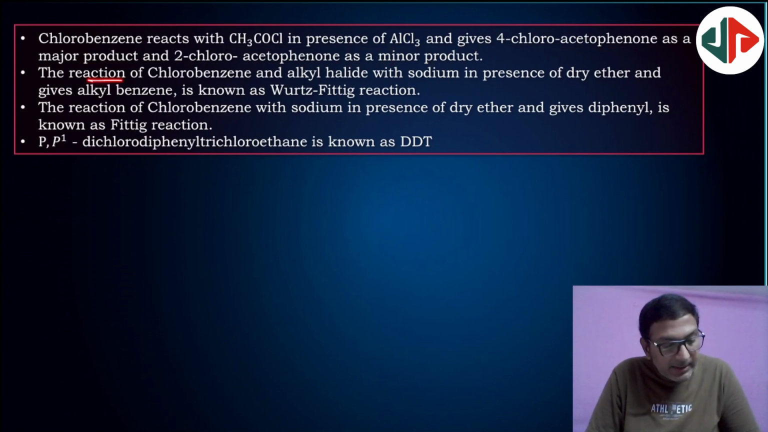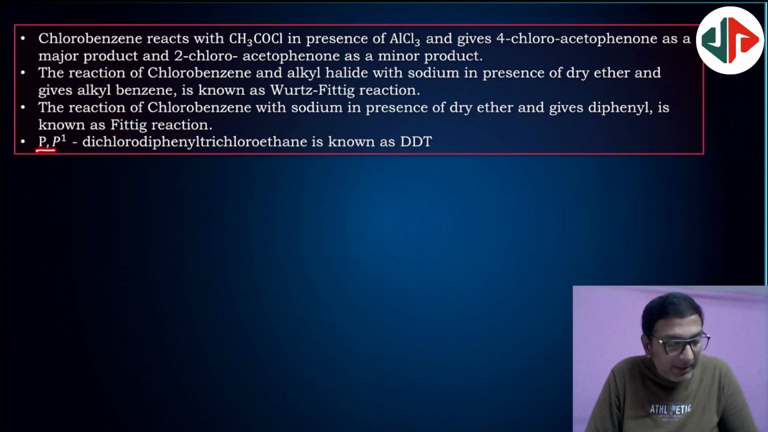Next, the reaction of chlorobenzene and alkyl halide with sodium in the presence of dry ether gives alkylbenzenes. This is the Wurtz-Fittig reaction. Next, the reaction of chlorobenzene with sodium in the presence of dry ether gives diphenyl. This is the Fittig reaction.